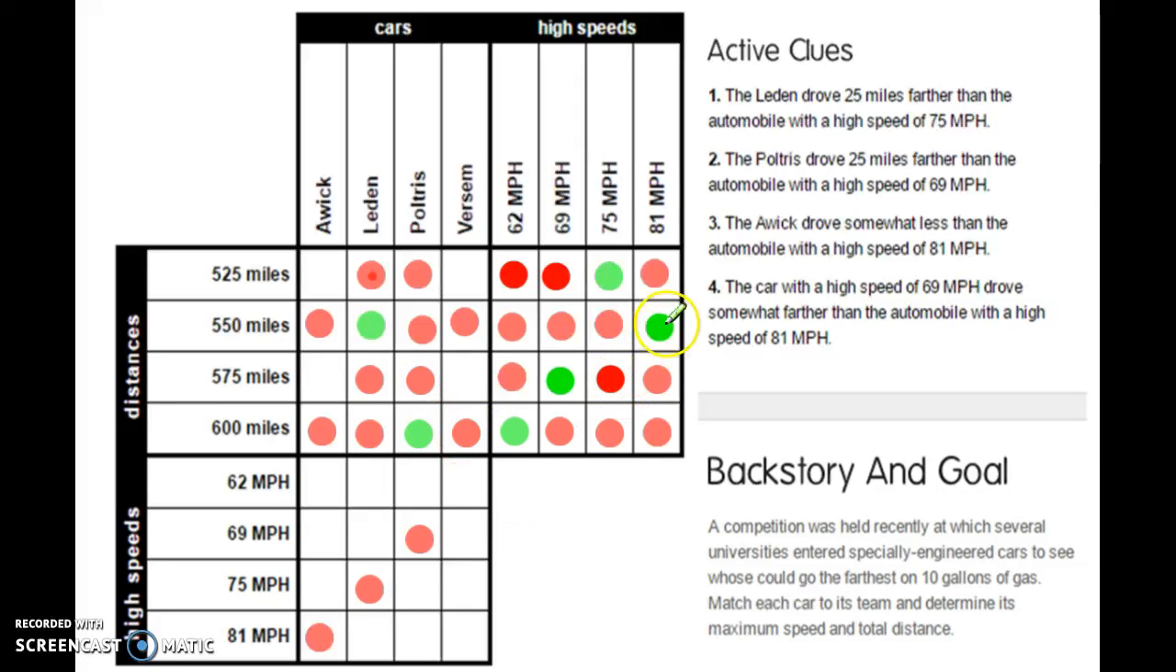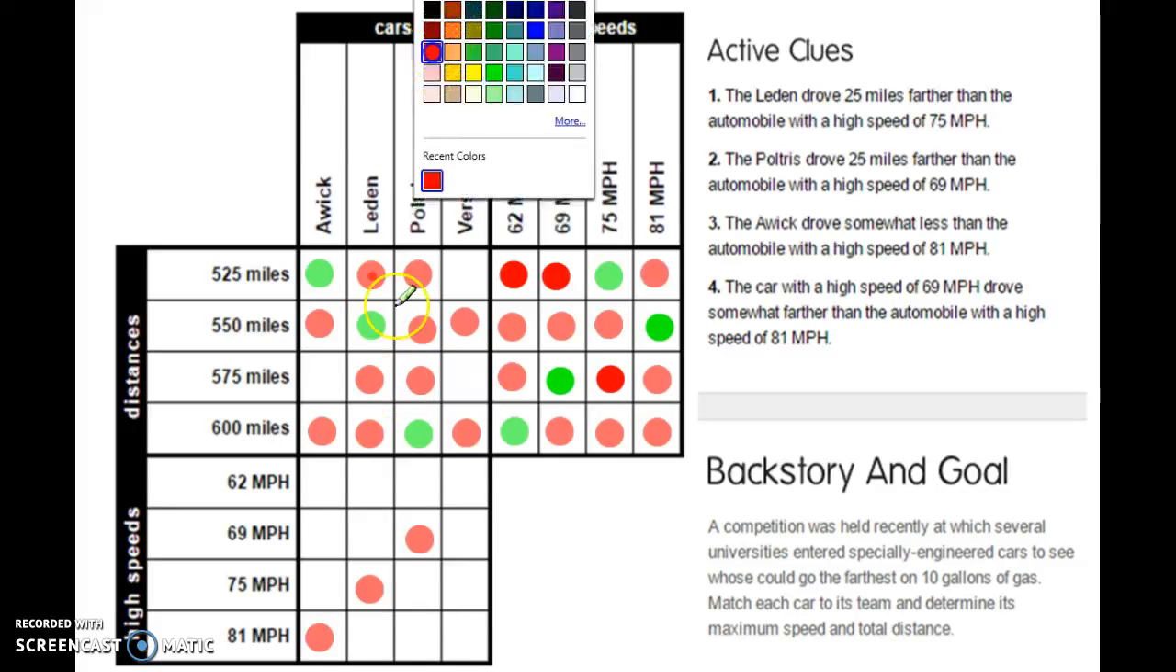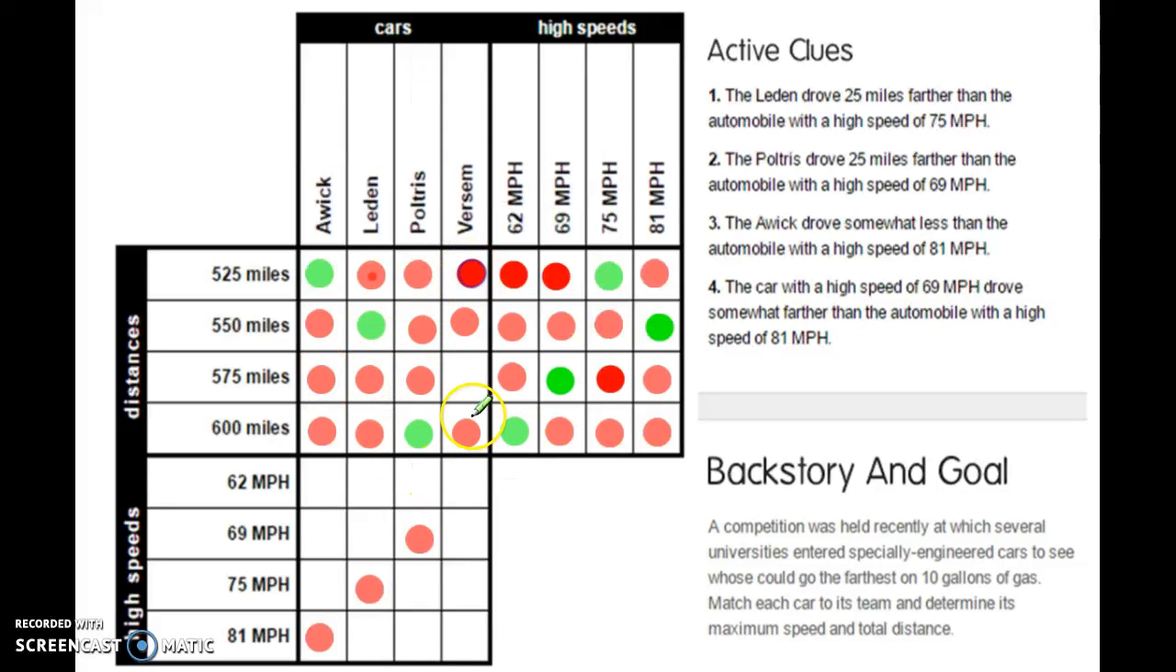Let's go back here. The Awick drove somewhat less than the automobile with a high speed of 81. Well, the car that reached a high speed of 81 was the car that drove 550 miles. So the Awick must be less than that. So the Awick must be this one. Which means this one's red. And this one's red. And this one's green.